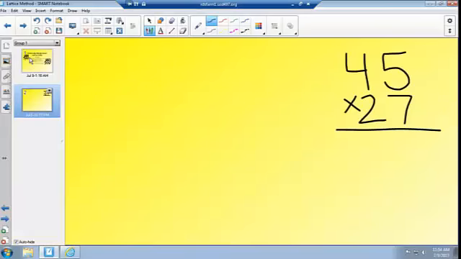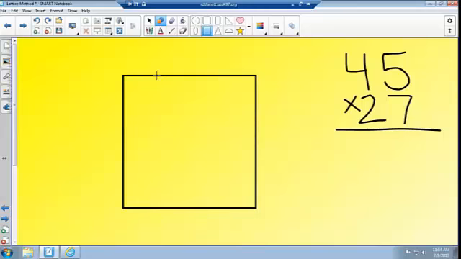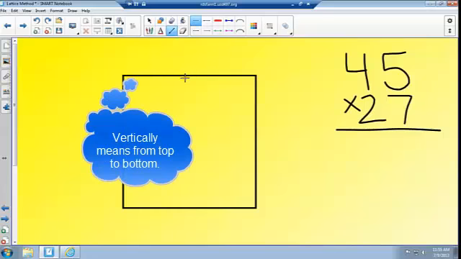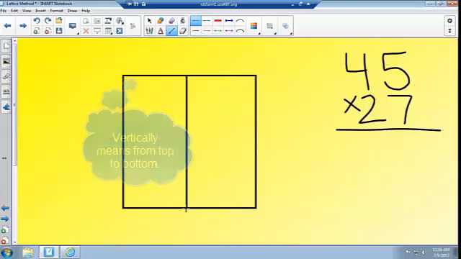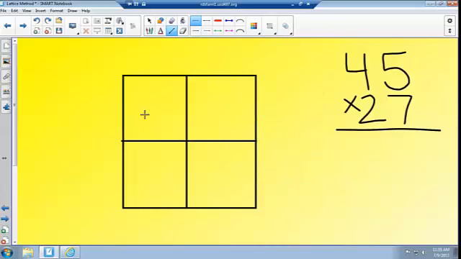Start by drawing a large square. Then you will cut the square in half vertically and then horizontally. Now you have 4 separate boxes.